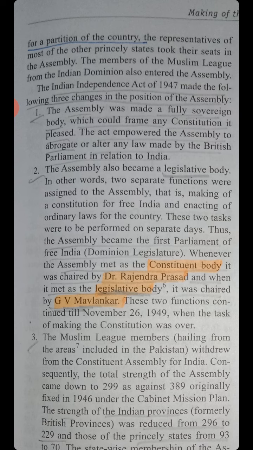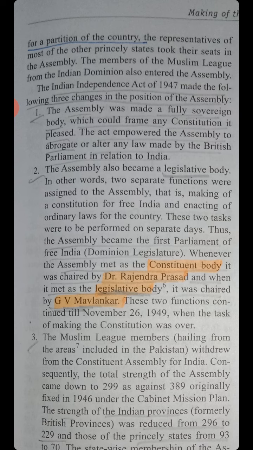The Independence Act of 1947 made the following 3 changes in the position of the assembly. First, the assembly was made a fully sovereign body which could frame any constitution it pleased. The act empowered the assembly to abrogate or alter any law made by the British Parliament in relation to India.